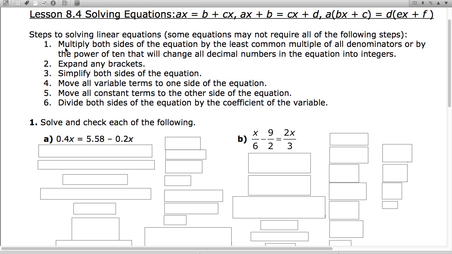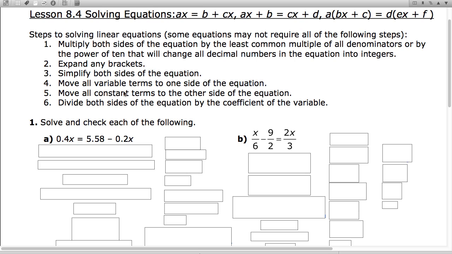Number one, multiply both sides of the equation by the least common multiple of all the denominators, or by the power of 10 that will change all of the decimal numbers in the equation into integers. Well, I've already taught you that, so we're all set to go. Number two, expand any brackets, which means you'll be using the distributive property. Step number three, simplify both sides of the equation. We did that in previous chapters, like in chapter 5, where we learned how to simplify algebraic expressions, things like collect like terms. That's not too difficult. Put the x's together, put the constant terms together.